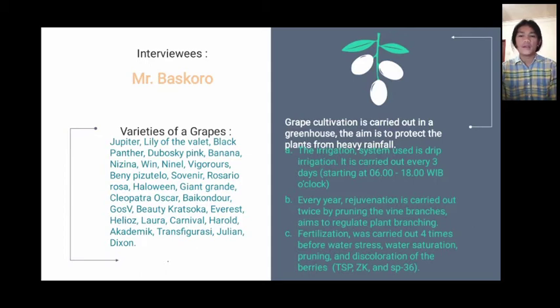The first is irrigation. The system used is drip irrigation. It is carried out three days, starting at 6 o'clock until 18 o'clock. The second is, every year, rejuvenation is carried out twice by pruning the fine branches, which aims to regulate plant branching. And the third, fertilization was carried out 4 times: before water stress, water saturation, pruning, and discoloration of the berries.